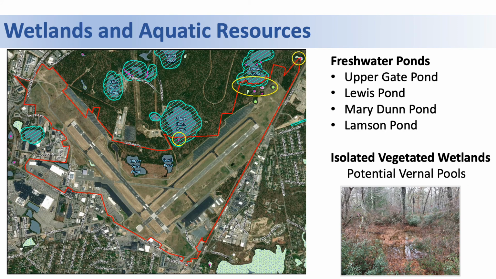In terms of existing environmental conditions, wetlands and aquatic resources are identified within this slide. The red perimeter identifies the airport's boundaries. As you can see, the vast majority of wetlands and aquatic resources are located north of the airfield. In addition, isolated vegetated wetlands and potential vernal pools also exist at the airport in the northwest quadrant.